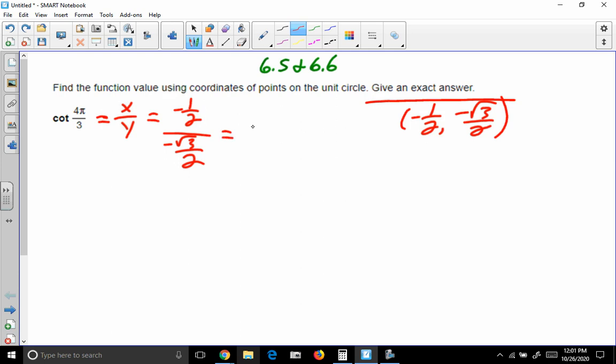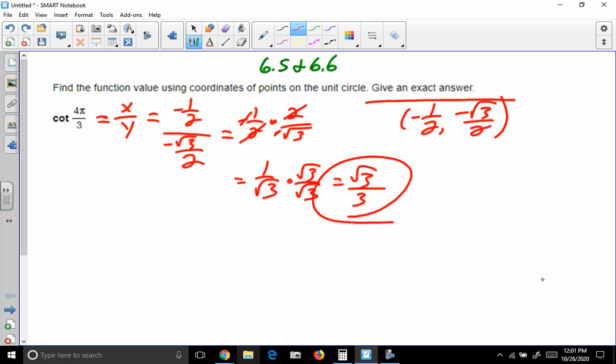since we're dividing by a fraction, we keep, change, flip. So our 2's cancel, our negatives cancel, and we get 1 over root 3, or if we rationalize that, we get root 3 over root 9, which is 3. So root 3 over 3. Just by reading off the unit circle and then using our definition for cotangent based on x, y, and r, we can get that trig ratio.